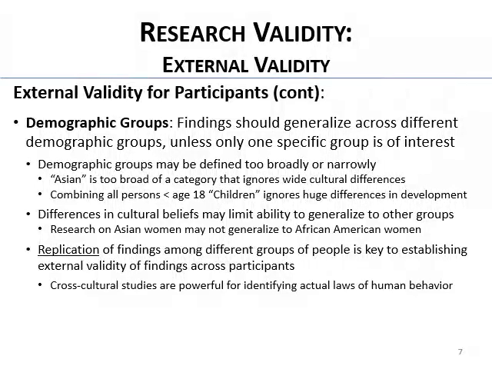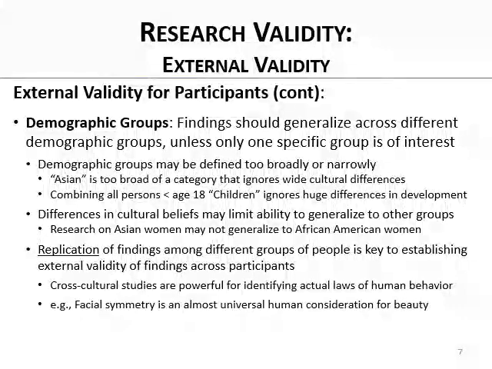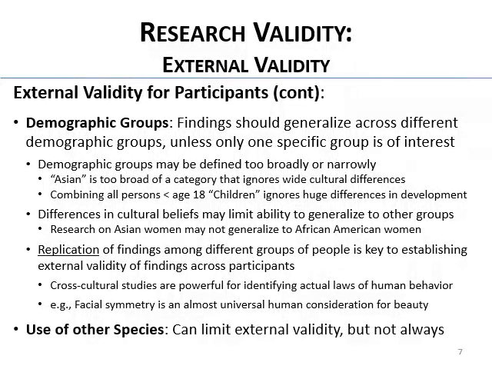Cross-cultural studies are particularly powerful ways of identifying actual laws of human behavior when they can show an effect is consistent across different cultures. For example, symmetry as a sign of beauty is seen cross-culturally. It's almost universal as a sign of beauty. So it really makes you think, maybe this is one of those true laws of human behavior. Symmetry somehow is viewed biologically as an attractive trait in a partner.